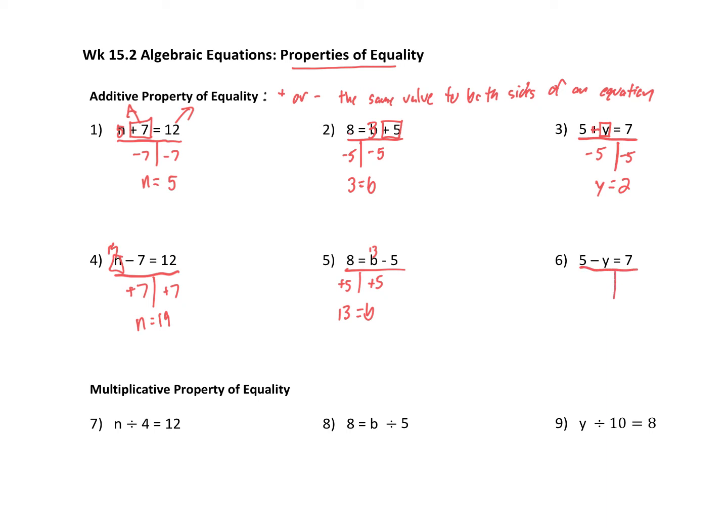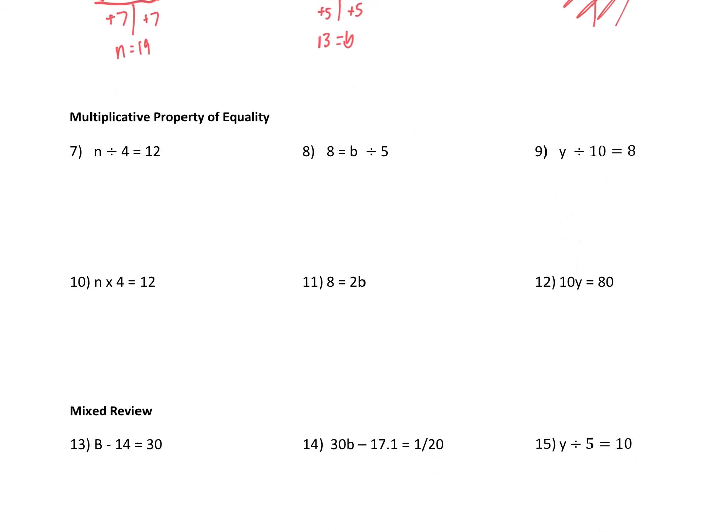Ooh, this one's tricky. We can't just flip it. We can't just add 5 to both sides. So for now, we're just going to ignore this problem. Okay. In the future, I'll teach you how to do this. The answer is -2, but we're not going to get to this yet. So let's just ignore it. All right, next set of problems.